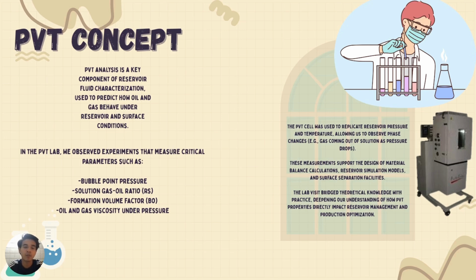PVT analysis is a key component of reservoir fluid characterization, used to predict how oil and gas behave under reservoir and surface conditions. In the PVT lab, we observed experiments that measure critical parameters such as bubble point pressure, solution gas-oil ratio, formation volume factor, and oil and gas viscosity under pressure. The PVT cell was used to replicate reservoir pressure and temperature, allowing us to observe phase changes, such as gas coming out of solution as pressure drops.